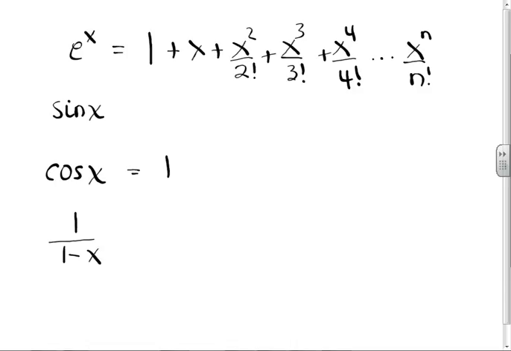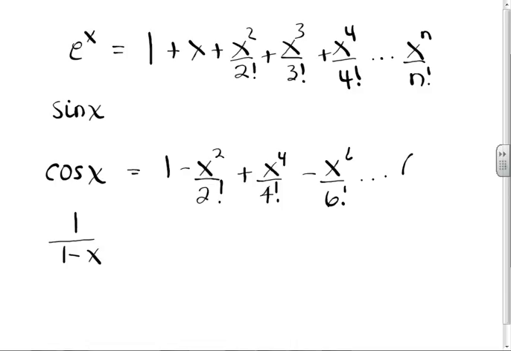This one doesn't. 1 minus x squared over 2 factorial plus x to the 4th over 4 factorial. They're in your book. Minus x to the 6th over 6 factorial. And it's minus 1 to the n. You have to be able to write the nth term. X to the 2n over 2n factorial.